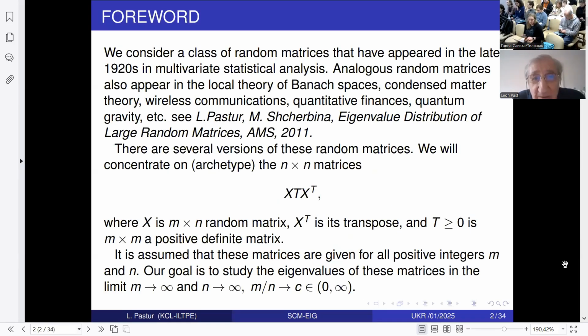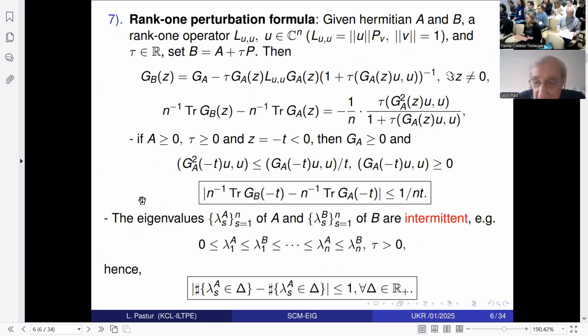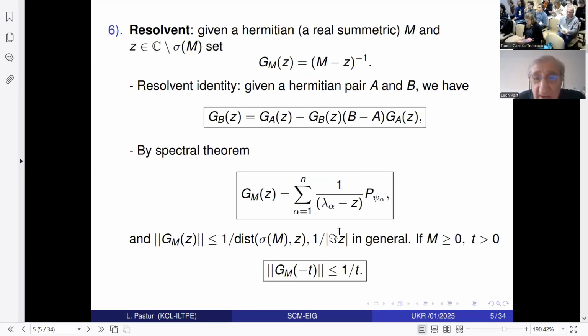There are four ways about the matrices of that form, and let me skip immediately. So what do I need? I need the notion of the resolvent. I need the resolvent identity. Then I need the spectral theorem. And we have immediately from the spectral theorem that all the eigenvalues are real. We have this bound. In general, we have the bound for an arbitrary Hermitian matrix.